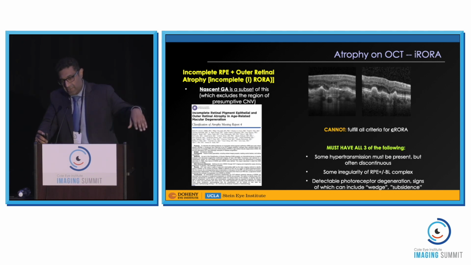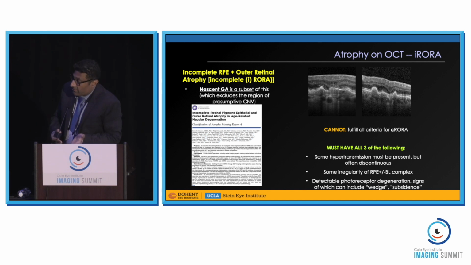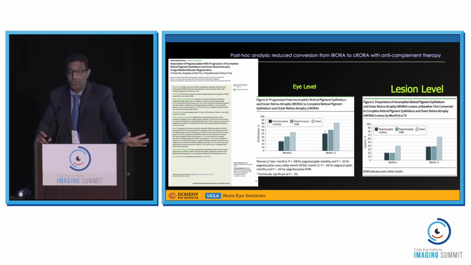And then if you had these features, but maybe it wasn't quite 250 microns, so even the reading center would project that maybe this was harder to do, then you essentially had IRORA, or incomplete RPE and outer retinal atrophy. And in fact, these endpoints we think may be of some value. Both pegcetacoplan and avacincaptad pegol in post-hoc analyses have suggested that they may show a slowing of the rate of conversion from IRORA to C-RORA. So looking at these endpoints may be of some interest.